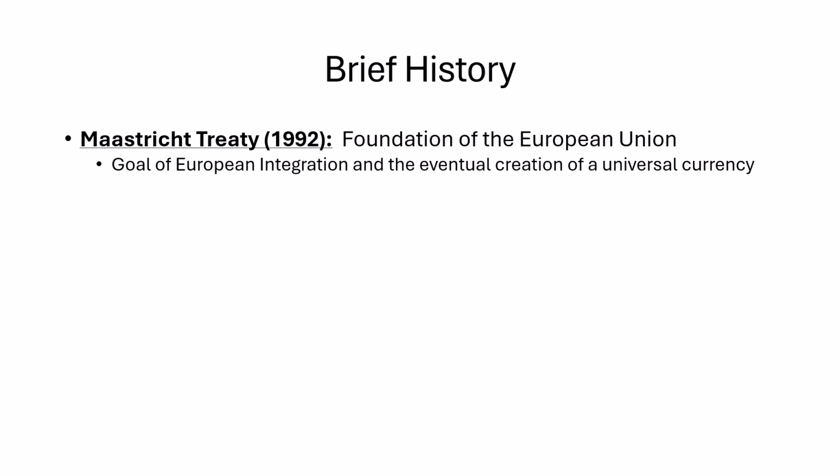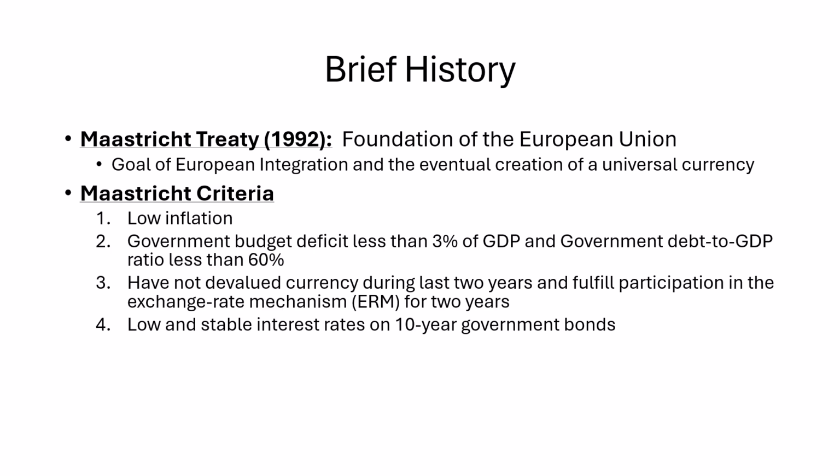One of the lasting legacies of the Maastricht Treaty is the so-called Maastricht criteria, which was a list of things that countries needed to do to be considered eligible to adopt this potential universal currency. And those are: 1, maintaining low inflation rates; 2, showing that the government is not going to go crazy with borrowing. Specifically, it needs to have a budget deficit that is less than 3% of GDP each year and a government debt to GDP ratio of less than 60%.